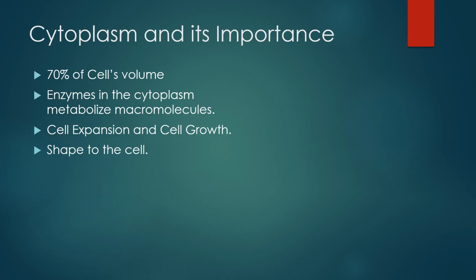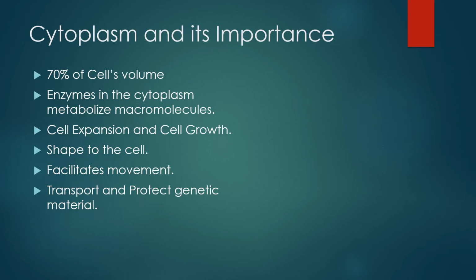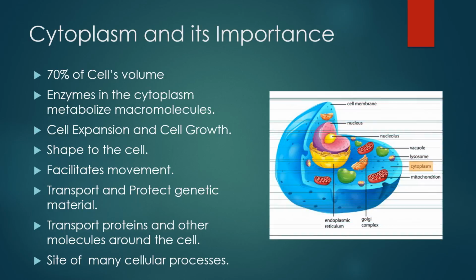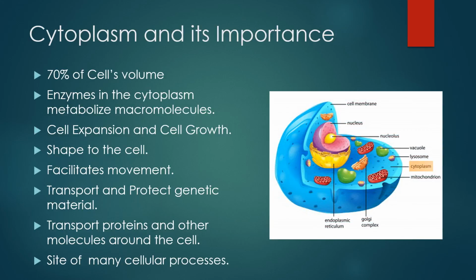The cytoskeleton provides the shape to the cell and also facilitates movement. The cytoplasm helps transport as well as protect genetic material in the nucleus. The cytoplasm also helps to transport important proteins and molecules around the cell. It is important to note that the cytosol has no function itself, but is instead the site in which many processes, including signal transduction, occur.